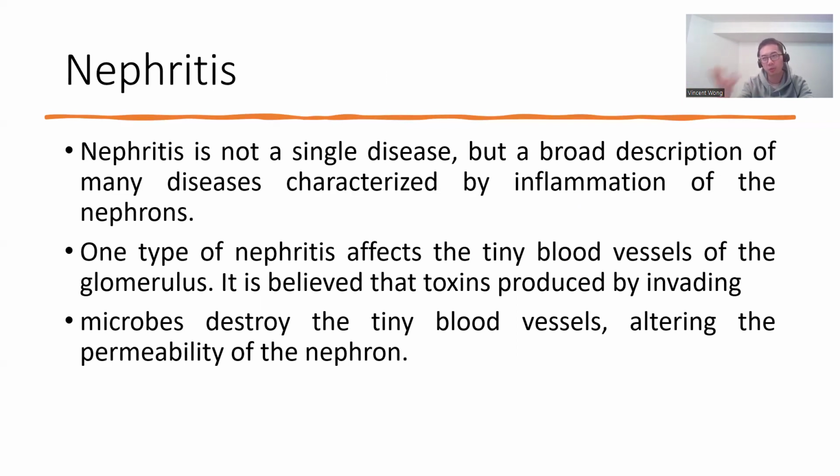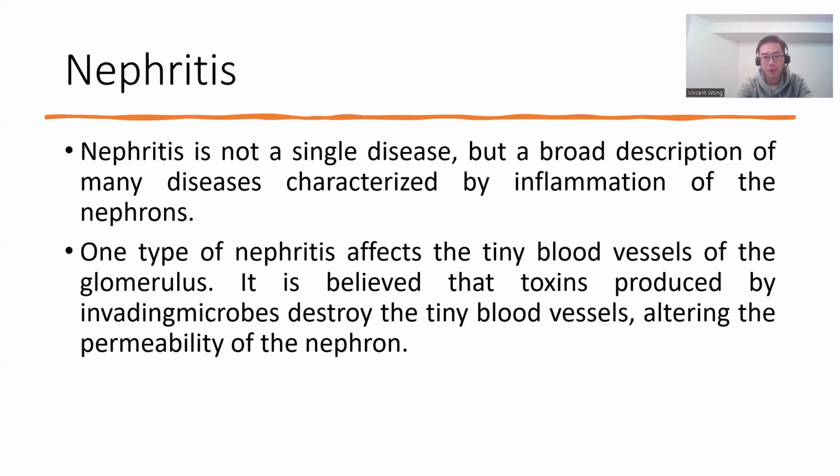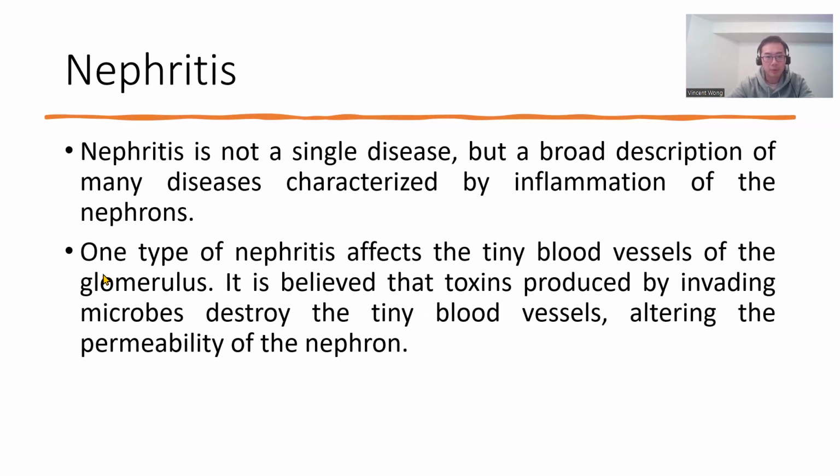That tends to make the urine very foamy. Blood cells might show up. White cells might show up. Right? So all these things are not good. One type of nephritis affects the glomerulus, and it's because sometimes you might have an infection. The bacteria are producing toxins that destroy the glomerulus and make it more permeable.